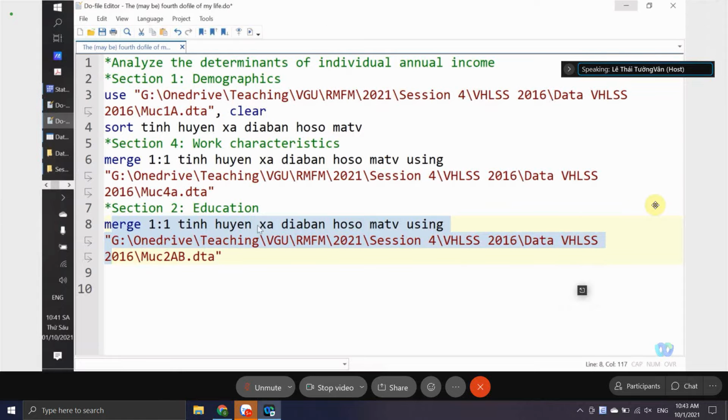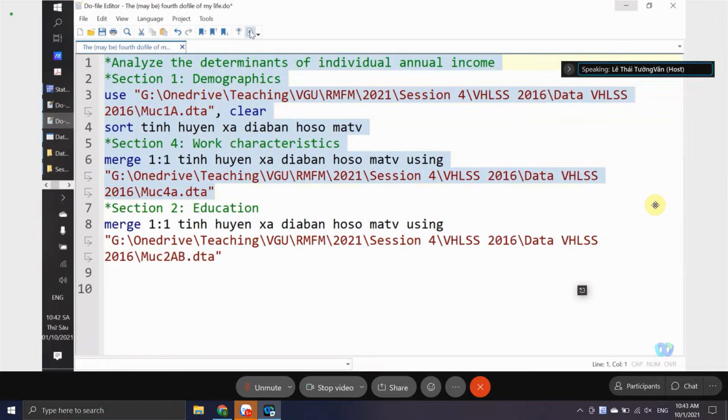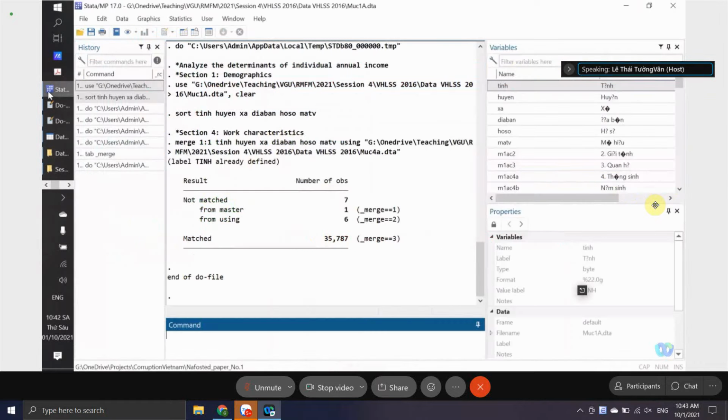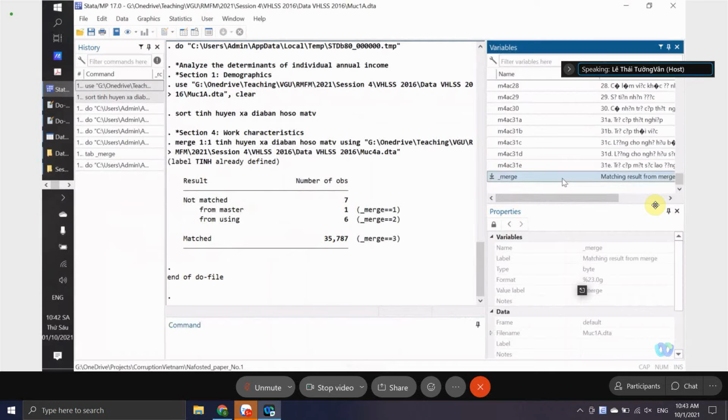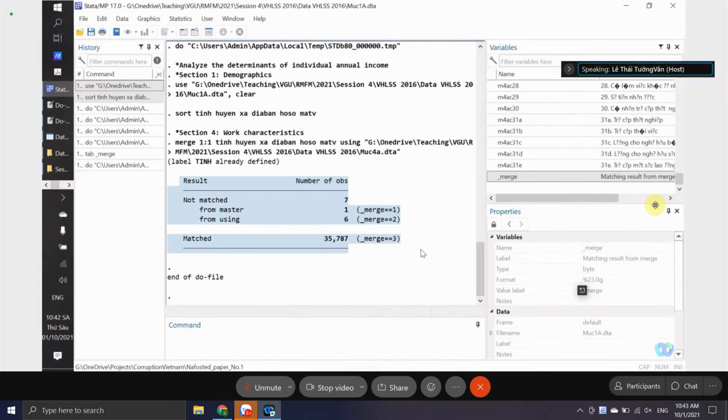The first one is, okay, let's see what I have done here. I run the merge commands. I know that the new merge variable is created here, and it has been tabulated for me. And I see there is something that I need to take care of.